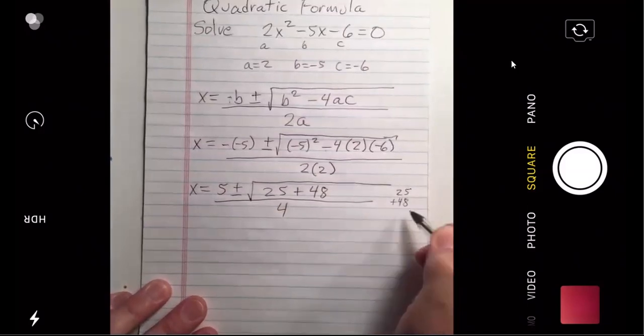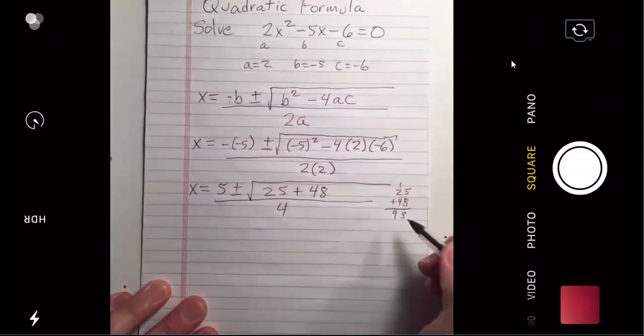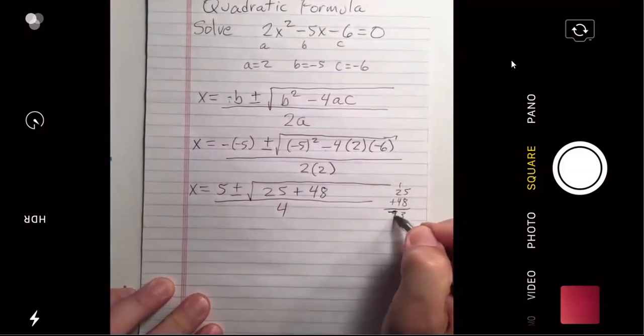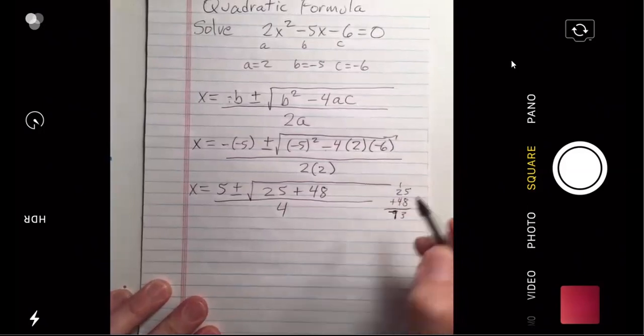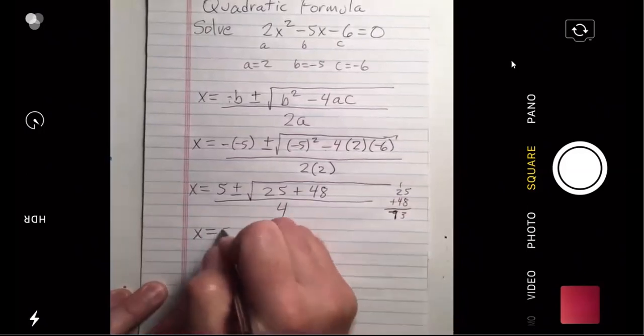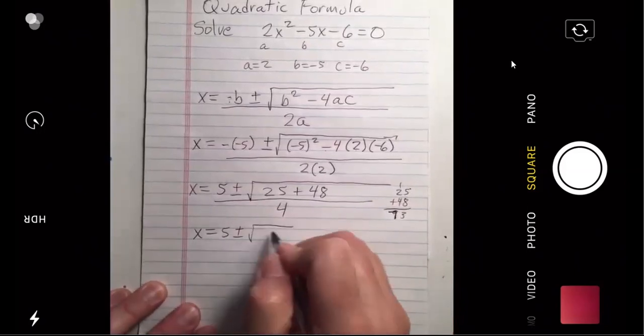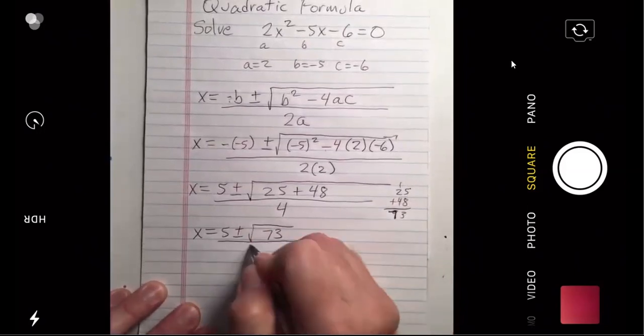I'll just do it quickly on the side here. 25 plus 48 is 73. And I wind up with 5, add and subtract a big square root of 73, divide by 4.